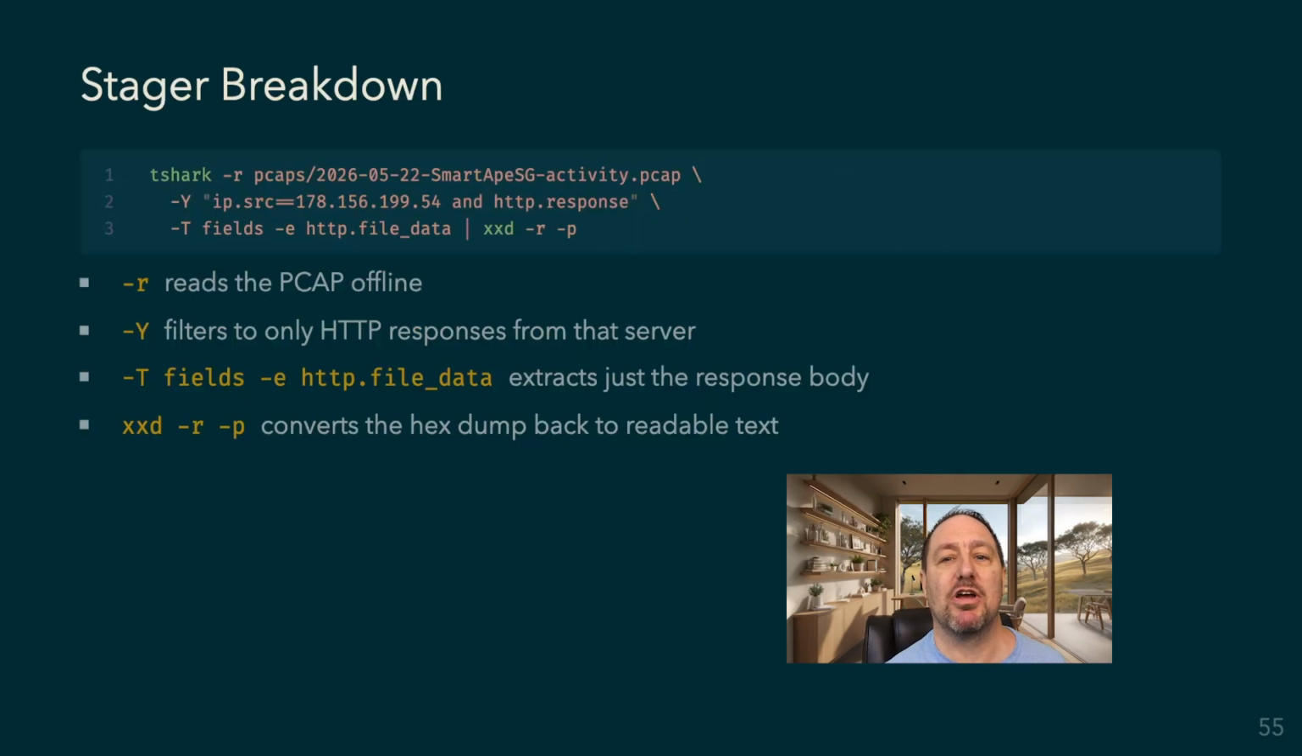Breaking down the tshark command used against the published PCAP: the -r reads the PCAP, the -Y gives you a filter that you can use to filter out just the responses from this server. The -T says that we want fields, and -e says which fields. In this case, we're only going to send back the HTTP response body, which is the part we were missing in that Zeek log. Then we're going to pipe it through xxd, and that's going to convert the hex dump back to readable text.